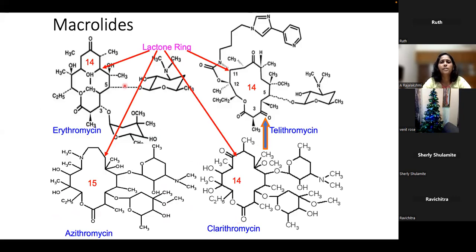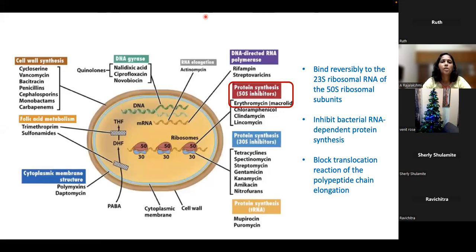Coming to macrolide, the older macrolide is erythromycin, and the current macrolides that we commonly use are azithromycin and clarithromycin. They have a lactone ring in common. So what is the mechanism of action? We have discussed earlier, that is the 50S ribosome. That is, it inhibits by acting on the 50S.